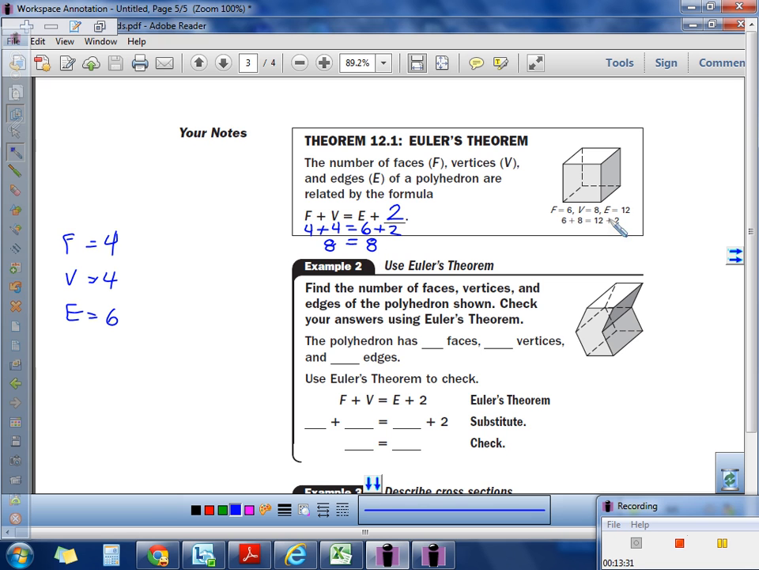Another example is over here. They plug in their numbers and they show that it works. 12 plus 2 is 14. 6 plus 8 is 14. So when 14 equals 14, that means you counted correctly.